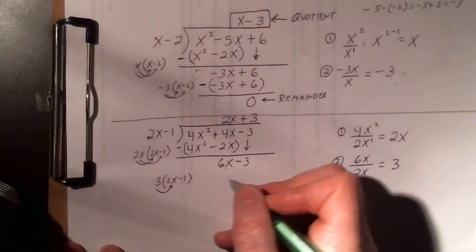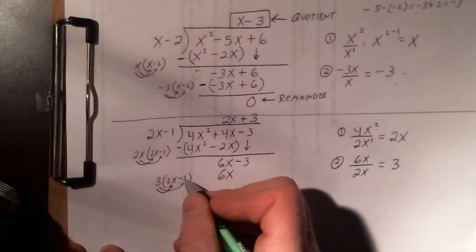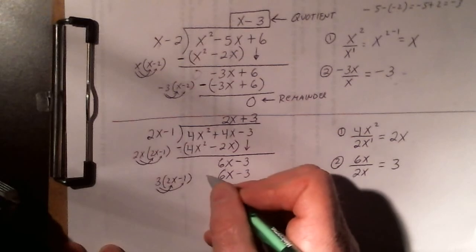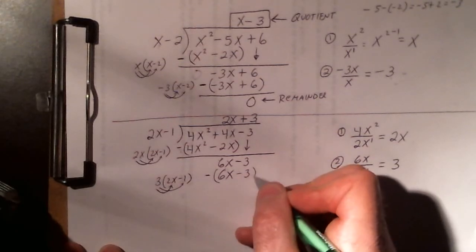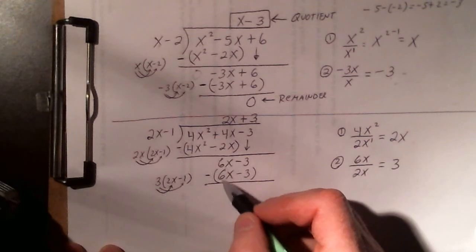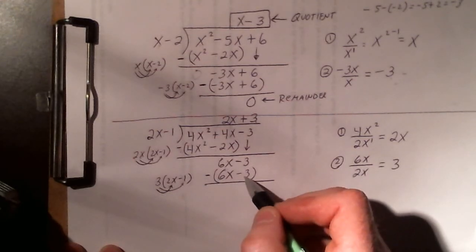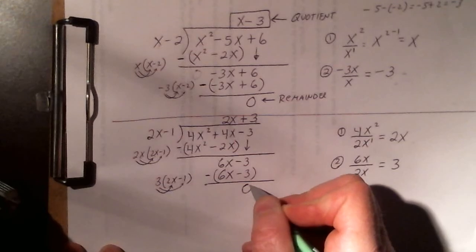3 times 2x is 6x. 3 times a negative 1 is a negative 3. Subtract off the whole polynomial. Notice the 6x's drop out. 6x minus itself is 0. And negative 3 subtract itself, negative 3, is 0. So again, we're left with a 0 remainder.